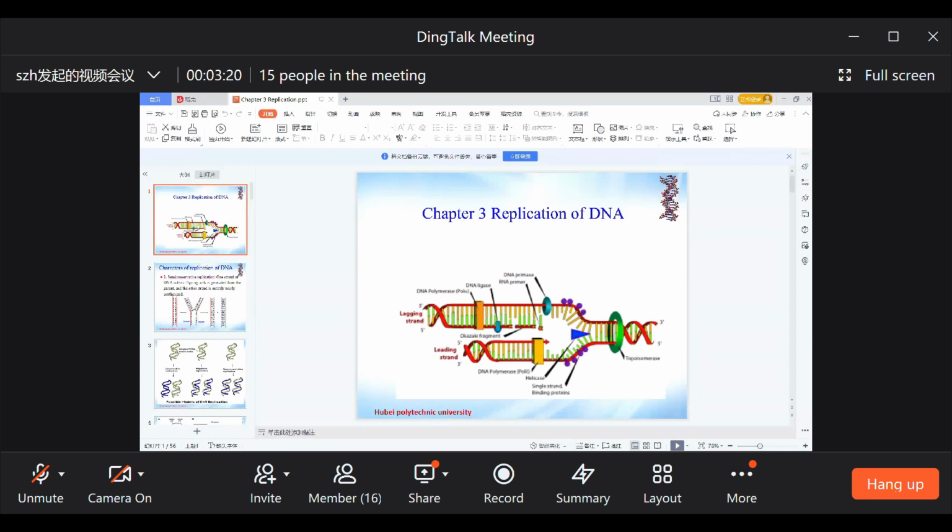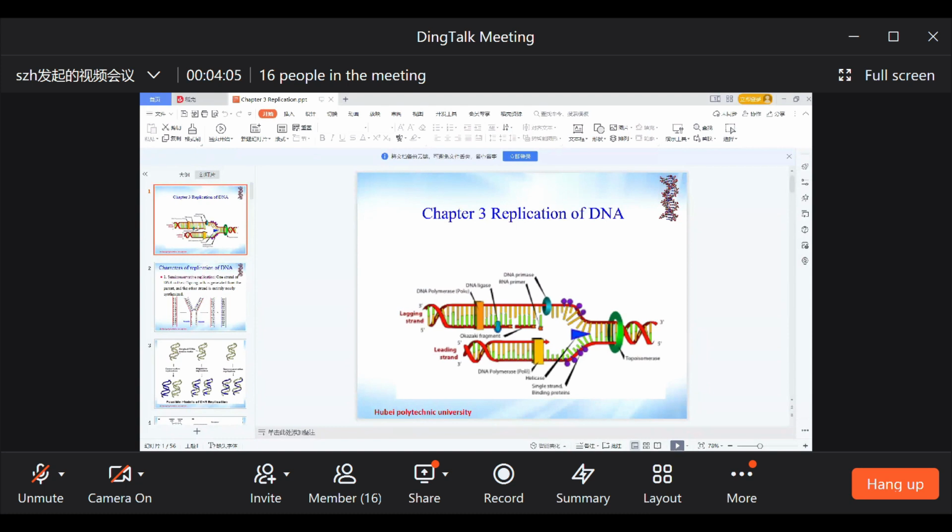For the replication, from this PPT you can see it is very clear. In fact, this process is very complicated. It involves many kinds of enzymes, many kinds of factors, and so on. Since last semester, we studied the structure of the DNA, the double helix structure, and you can see the topoisomerase, the helicase, and so on.